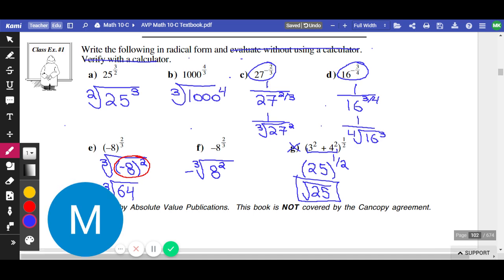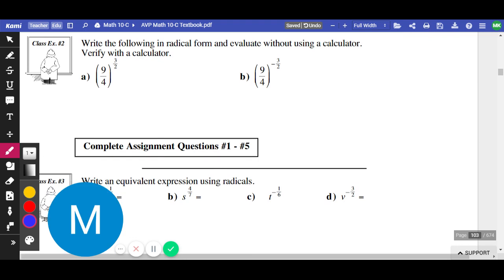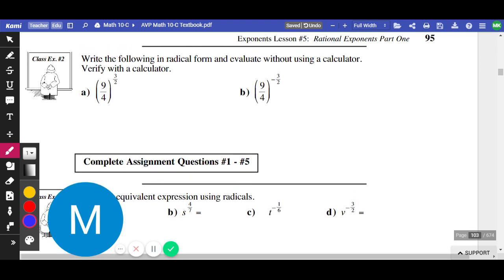Awesome. Try these two. Give it a shot. See what happens. It's a hard one, but try it. Remember that you need to bring the exponent in. That's my piece of advice. Okay, so that's going to be your first step. And then see if you can get it all the way to become radical form.